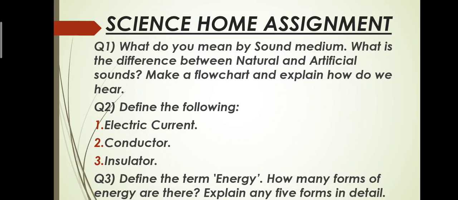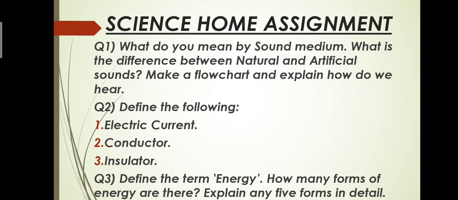Then the third part is, make a flow chart and explain how do we hear sound. I have given you the whole explanation of the working of hearing of sound, and this working is also present in your science book page number 111. How do we hear sound? As I have told you previously in the class, there are 3 sections of the ear, the outer ear, the middle ear, the inner ear, and how the sound travels from the outer ear till the inner ear.